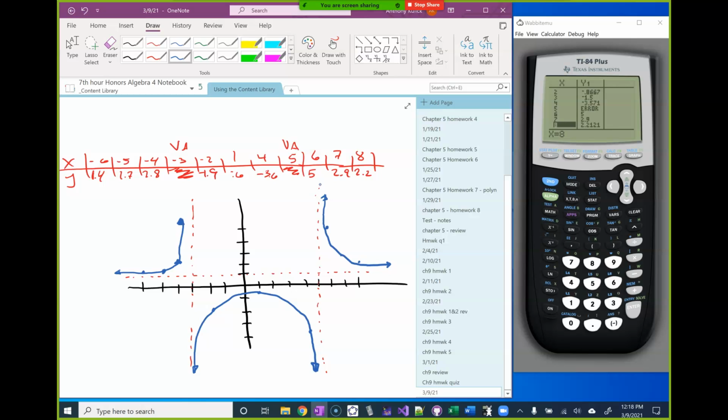Okay. So what's the difference between like x-intercept and then y-intercept? So an x-intercept, you're solving for the numerator equal to 0. And y-intercept, you're just plugging 0 in for x.